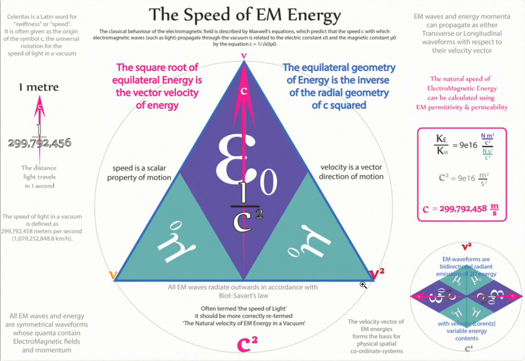Within any charged geometry of mass, energy, momenta, the geometry itself is the inverse of c squared, which is the electromagnetic properties, permittivity and permeability. The square root of that is the velocity that the energy will propagate at, in this case the natural velocity of energy, or the speed of light. This velocity will of course change dependent on the frequency wavelength relationships, and the medium that this energy is propagating through.